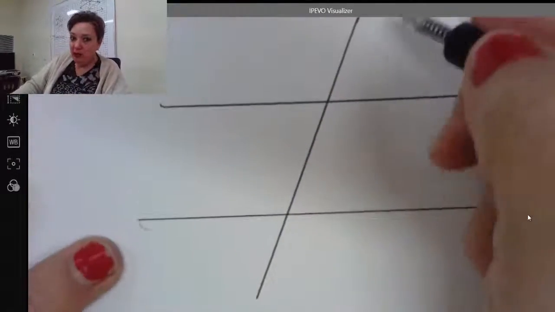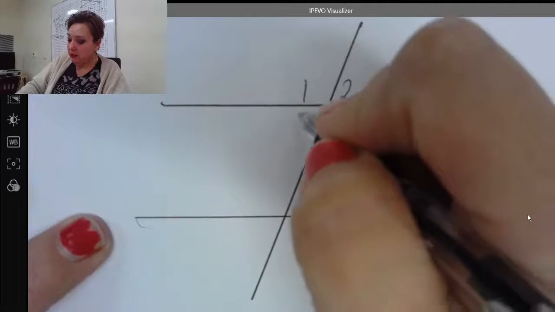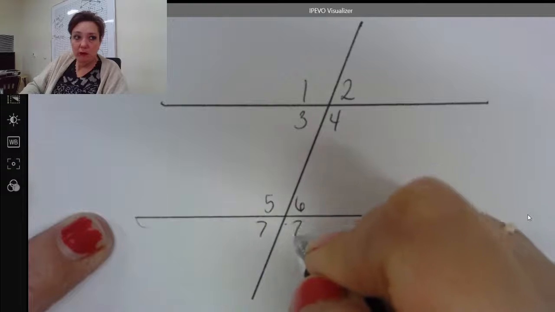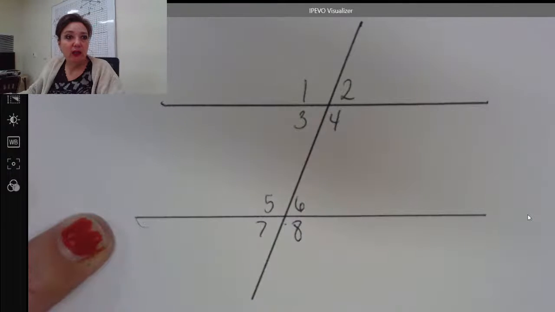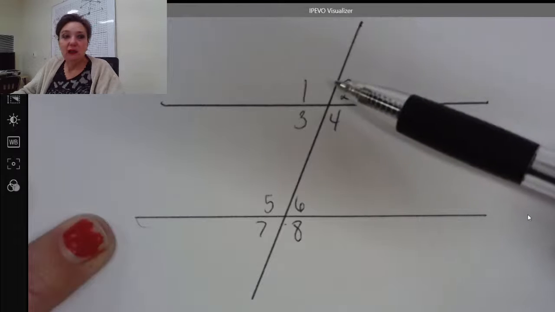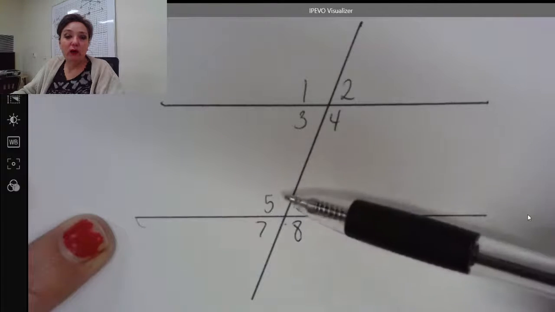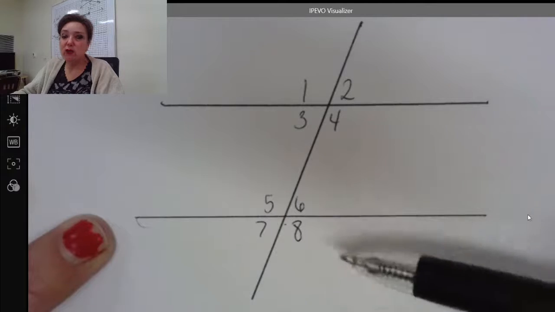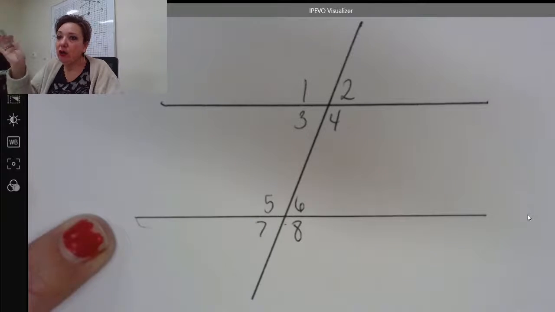Now notice I drew my transversal differently this time. It doesn't matter which direction the transversal goes. That doesn't make any difference, right? We still have the same thing. These angles, angle 1 and angle 5, are still going to be corresponding. Angle 2 and angle 6 are still corresponding. We just change the angle measures, right?